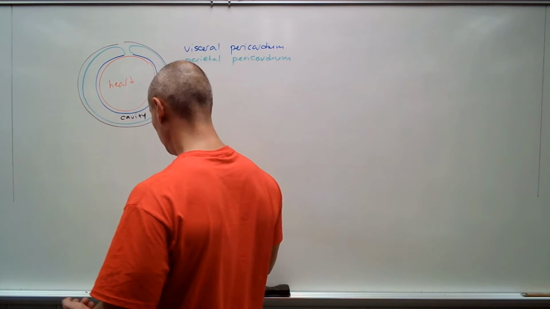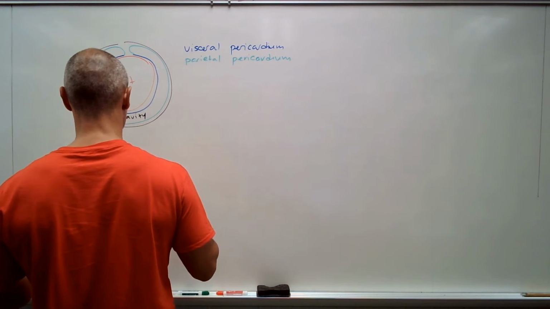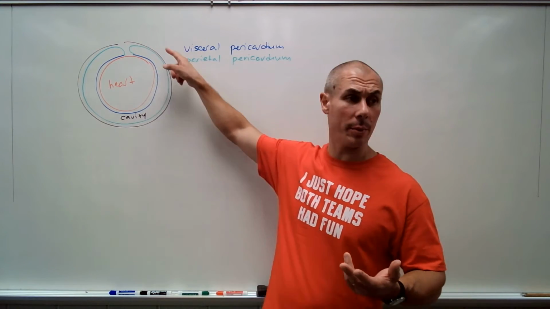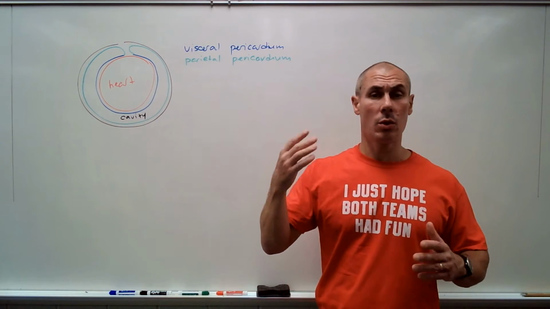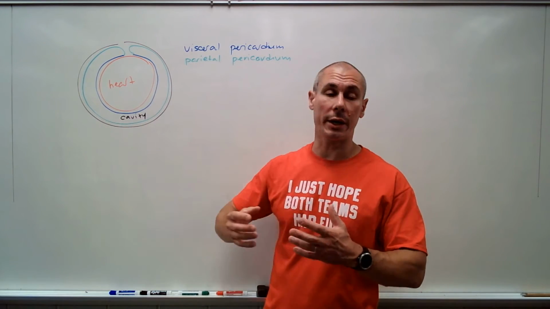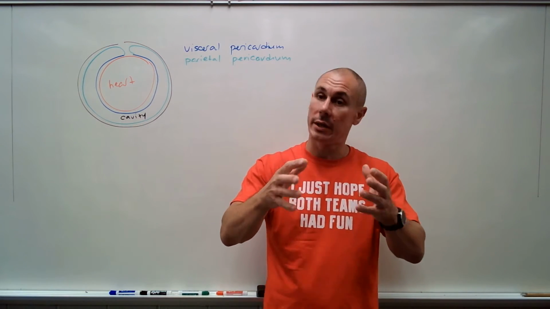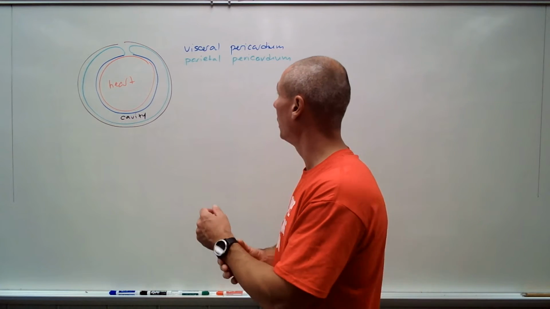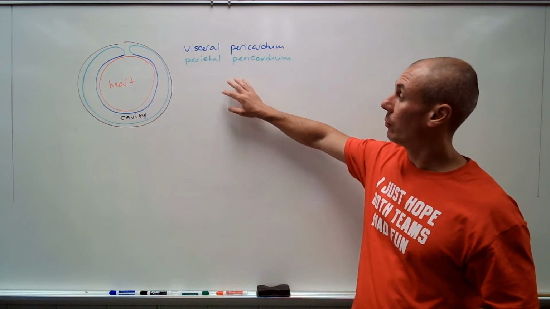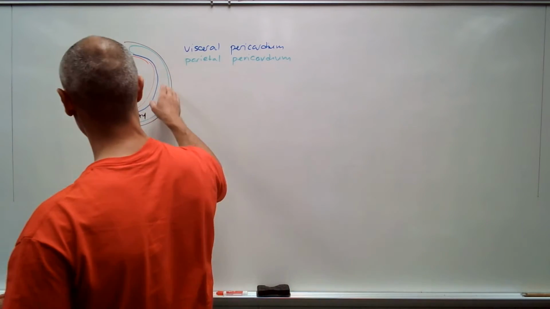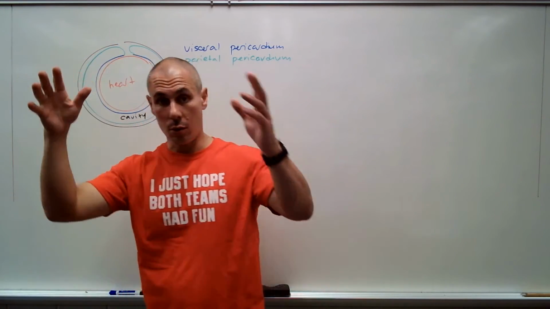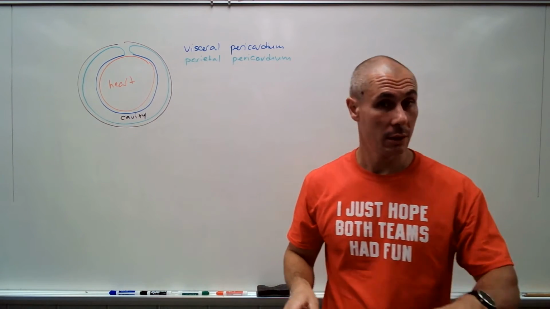Now, I want to add that the parietal pericardium is continuous with so-called fibrous layer of pericardium. Basically, your heart is really well attached. That's all you need to know. Now, so far, does that make sense? So, again, parietal pericardium covers the cavity, visceral pericardium covers the outer surface of the heart. Does that make sense?